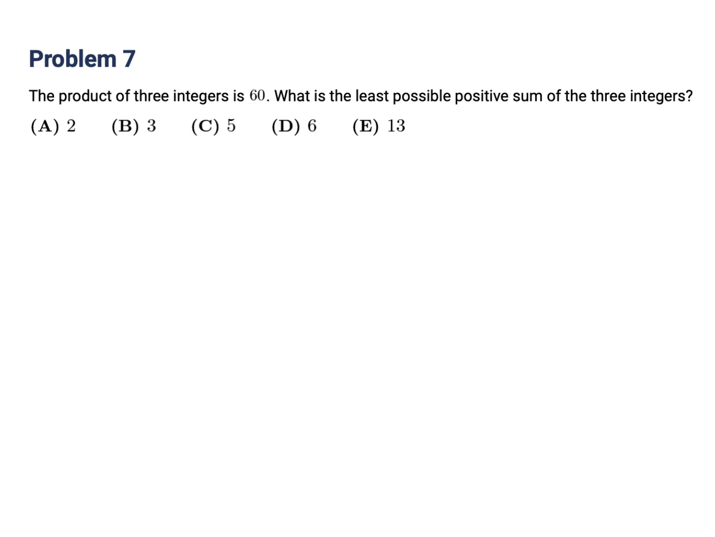The product of 3 integers is 60. What is the least possible positive sum of the 3 integers? Okay, so we have 3 integers. Let's call them A, B, and C, and their product is 60. Now 60 itself is 2 times 2 times 3 times 5. So let's experiment with this. Let's say the numbers are 4, 3, and 5. That means the sum would be 4 plus 3 plus 5. And that, of course, is 12.